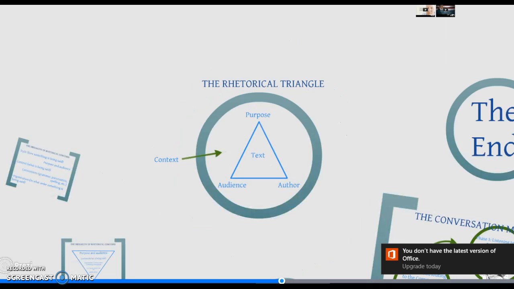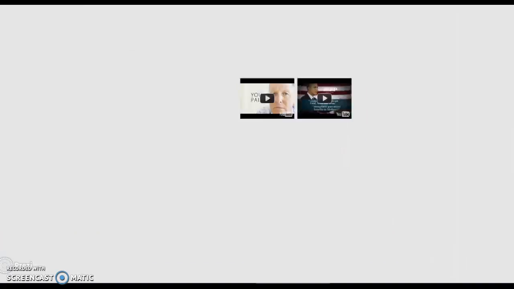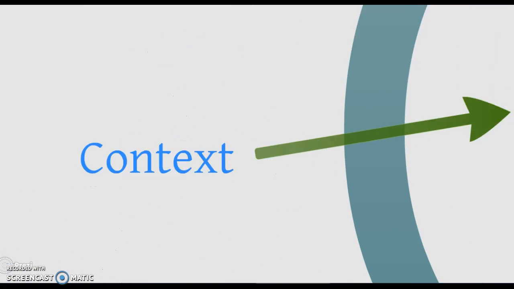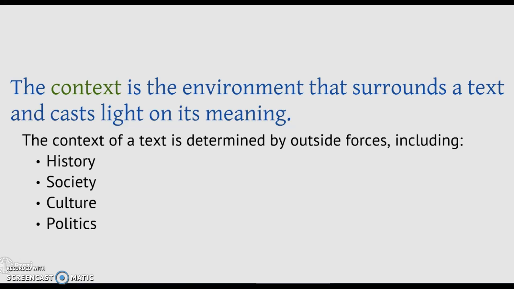Now, the last piece that I want to look at here is that of context, which I'm sure you've heard before, and I'm sure it's not an unfamiliar concept to you, but for the purposes of the rhetorical situation, we're talking about context in this way. The context is the environment that surrounds a text and casts light on its meaning. So the context of a text is determined by outside forces, including history, society, culture, politics. So the way in which we read a text is often shaped by the context that's happening around it.